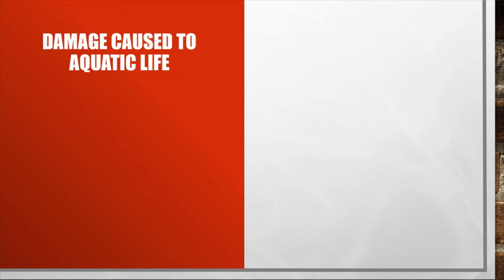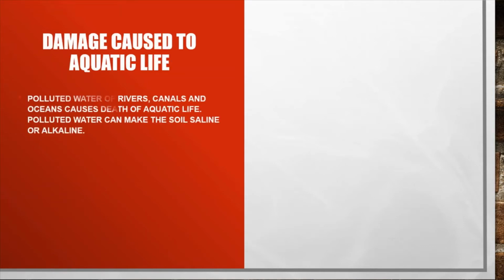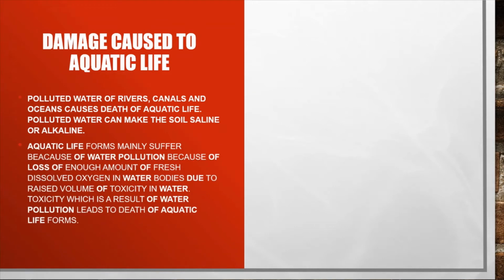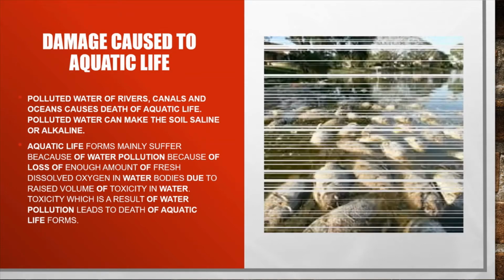Damages caused to aquatic life. Polluted water of rivers, canals and oceans cause death of aquatic life. Polluted water can make the soil saline or alkaline. Aquatic life forms mainly suffer because of water pollution because of loss of enough amount of fresh dissolved oxygen in water bodies due to raised volume of toxicity, and the water toxicity which is result of water pollution leads to death of aquatic life forms.